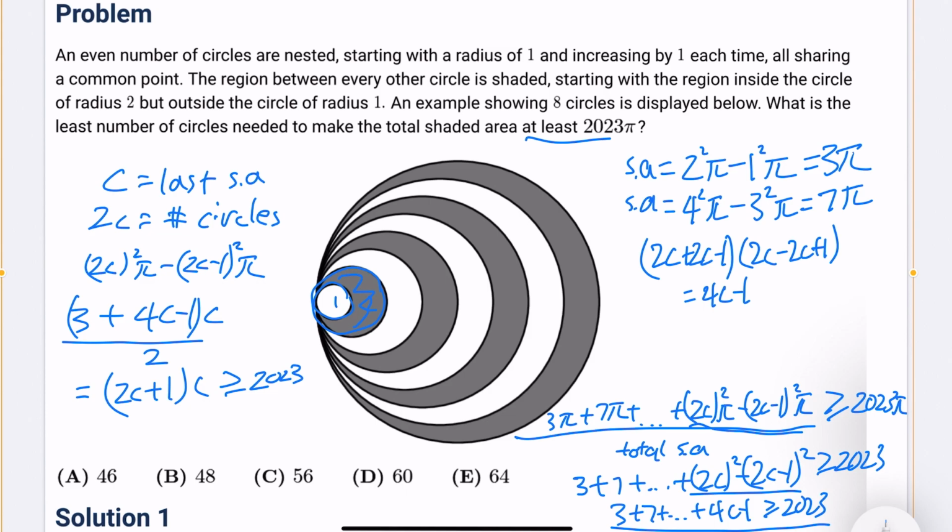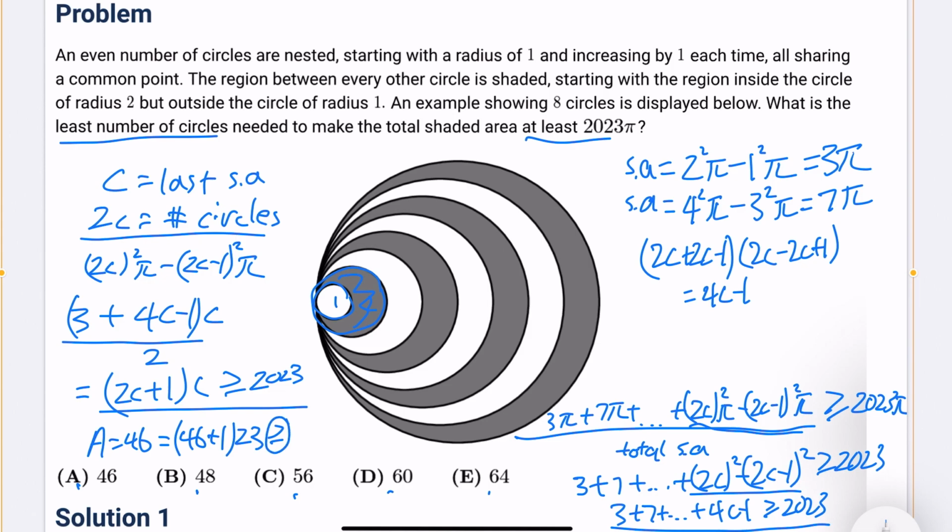You could solve this inequality and get c, and then you multiply by 2, because keep in mind that 2c is what we are looking for. And the answer is 2c. But I am going to plug in the answers. For example, A is 46. Plug in 46, which would be 46 plus 1 times 46 divided by 2, which is 23. And test whether or not it is greater than or equal to 2023.